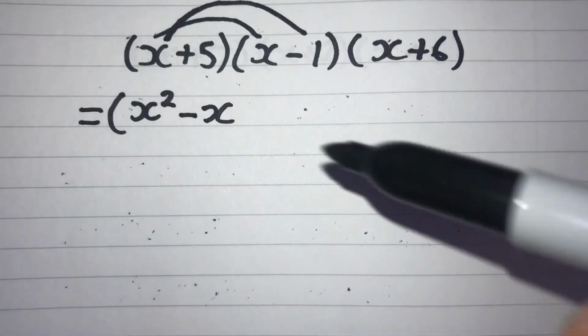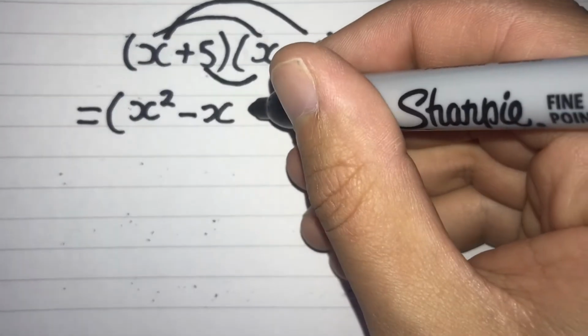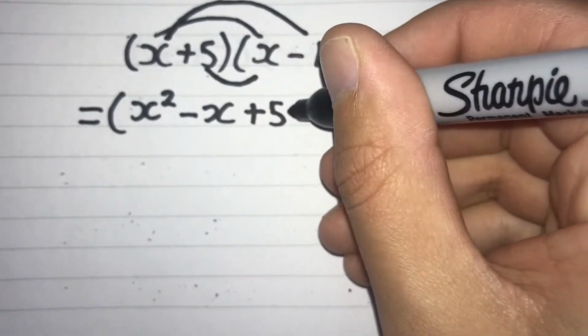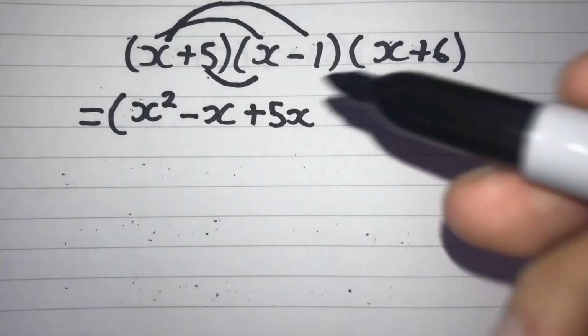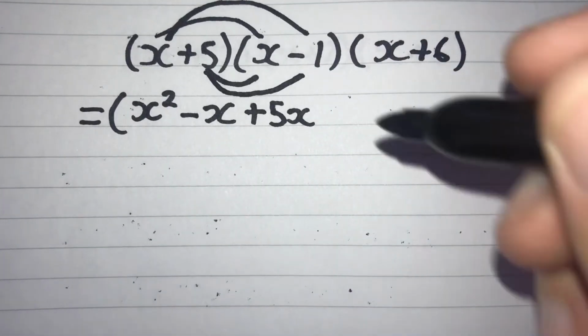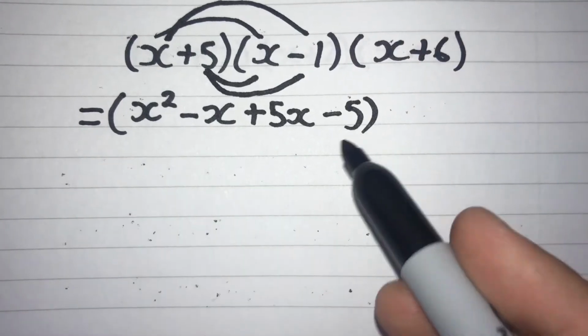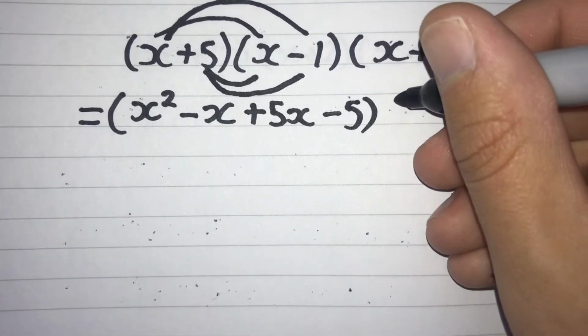Now we've got our inners, this 5 and this x. Multiplying together we get 5x, and this is positive this time. And finally we have our lasts, 5 and a minus 1, multiply those together, we get minus 5. And of course we still want to multiply all of this by this x plus 6.